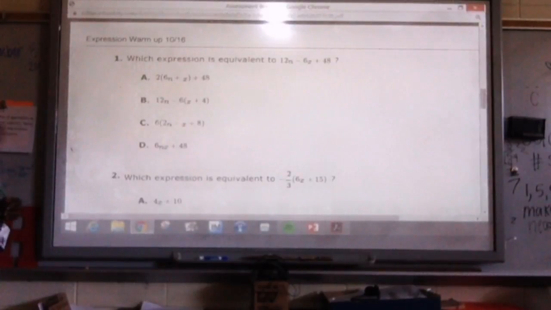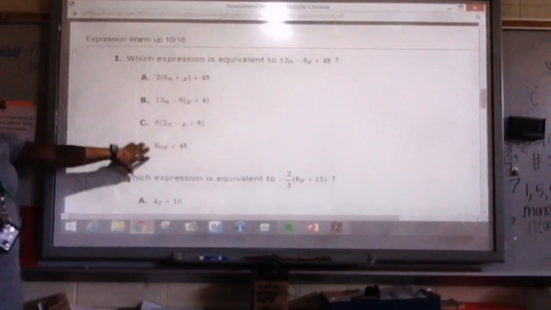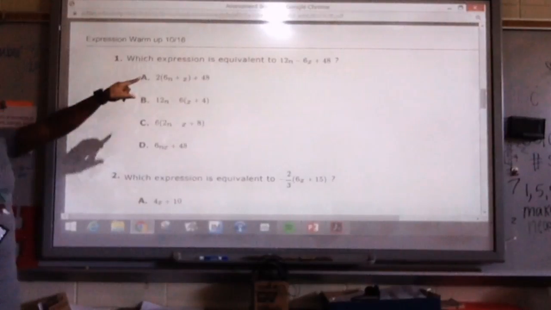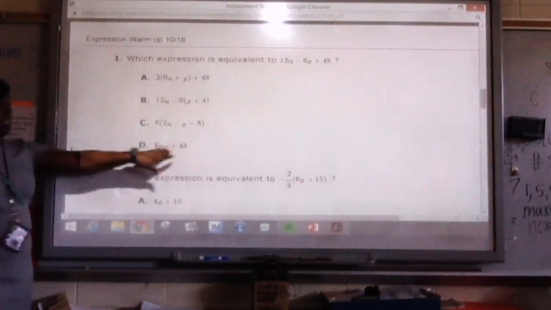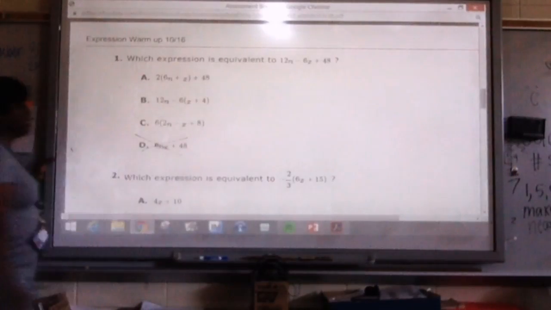Alright. So here's number 1. All it asks you is say which expression is equivalent to 12n minus 6x plus 48. If they gave you multiple choice, guess what you could have done? Just go through and work out each problem and see which one gives you an equivalent of 12n minus 6x plus 48. Which one can I already mark off just by looking at it? D. Nothing here would give me 12n or 6n. So I just went from 4 options to 3, just that fast.